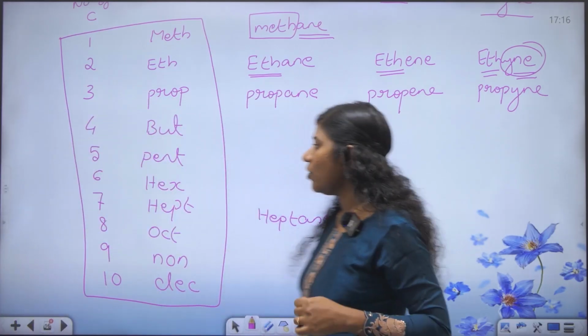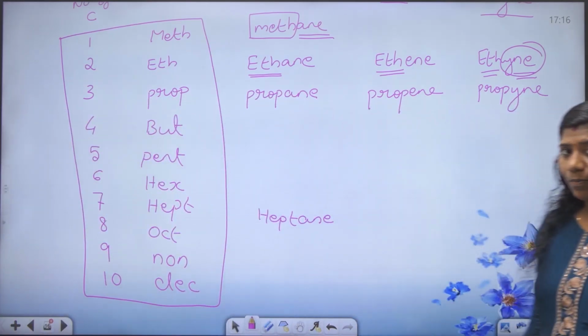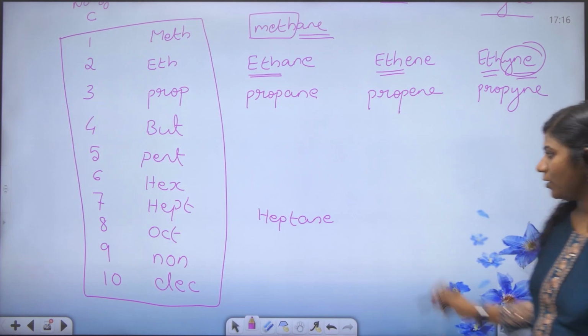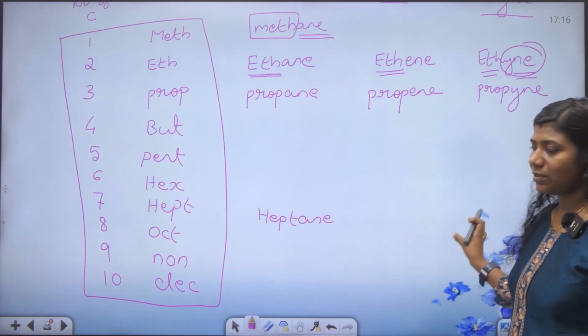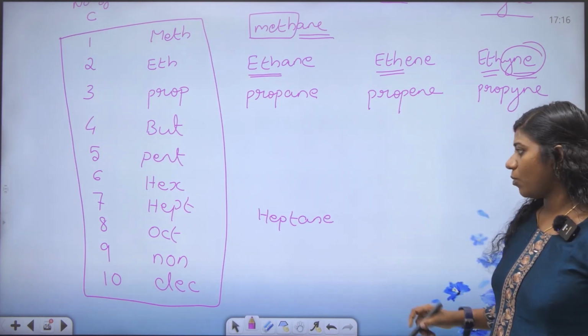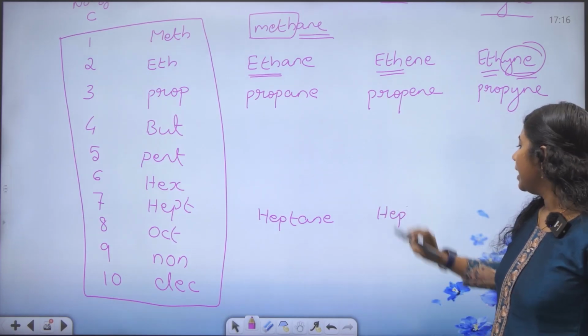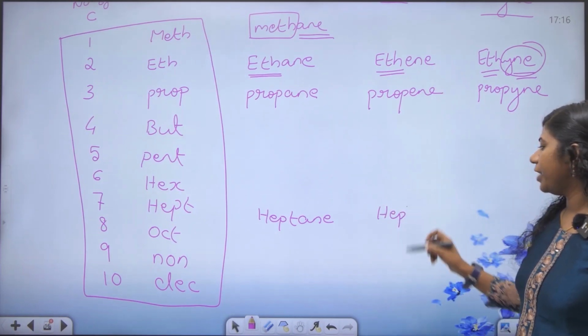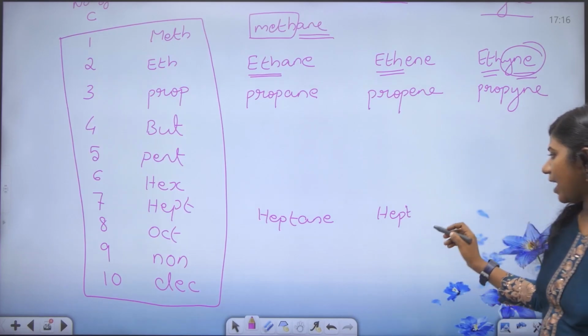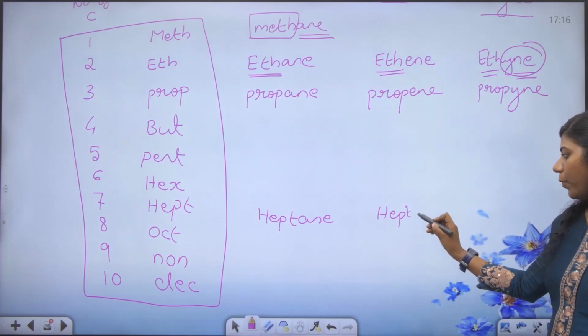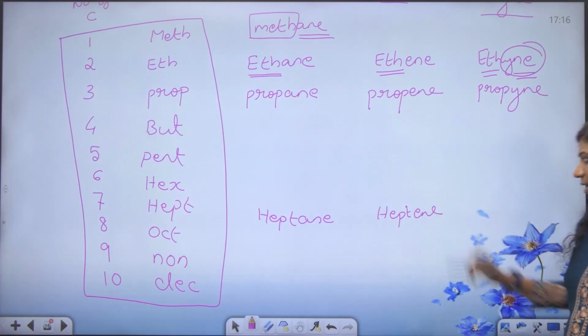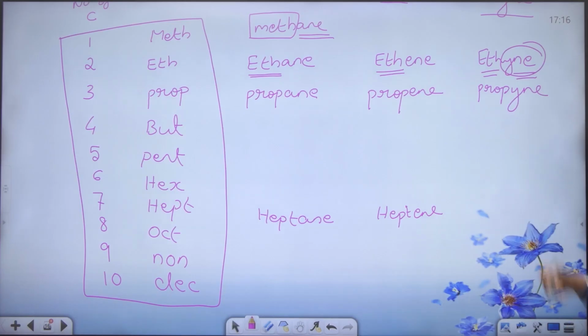And if any one of the carbon-carbon bonds is a double bond, the molecule is an alkene and the name of the compound is heptene. And if any one of the bonds is a triple bond, the name of the compound is heptyne. Okay, is it clear?